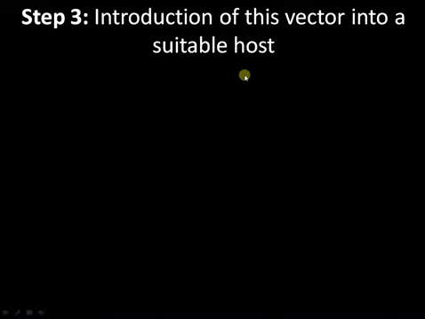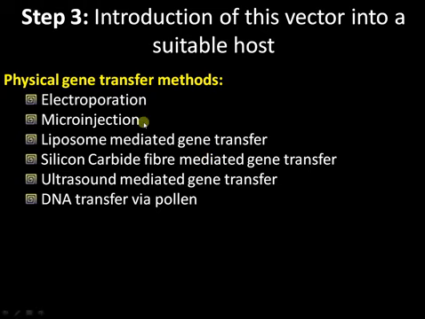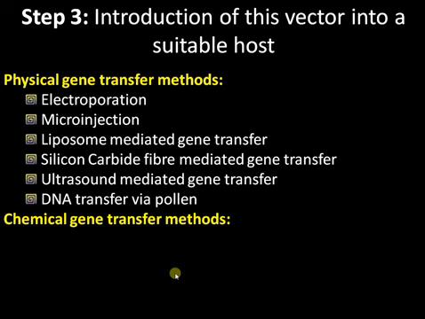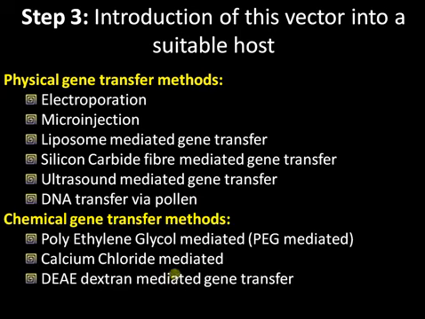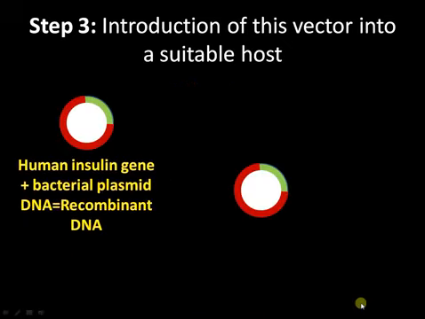Now the third step, introduction of this vector into a suitable host. There are different gene transfer methods by which we can introduce our vector into a host. These are some of the methods: electroporation, microinjection, liposome-mediated gene transfer, silicon carbide fiber method, etc. Hopefully we will be discussing all these later. And there are chemical gene transfer methods: PEG-mediated gene transfer, calcium chloride-mediated gene transfer, dextran-mediated gene transfer. Or certain cells like bacteria are capable of taking up genes from the surroundings. The process is called transformation.